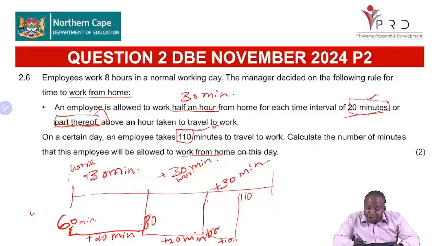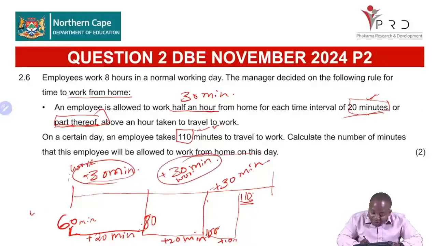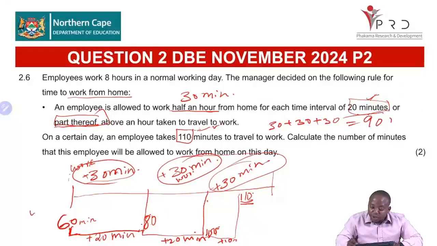So how many minutes will this employee be able to work? When we travel 110 minutes using this rule, we are going to work the 30 plus 30 plus 30. So this employee will only work for how many minutes? 90 minutes. Or we can just work with this in terms of intervals.